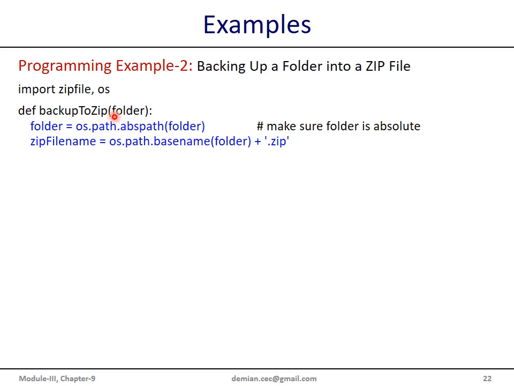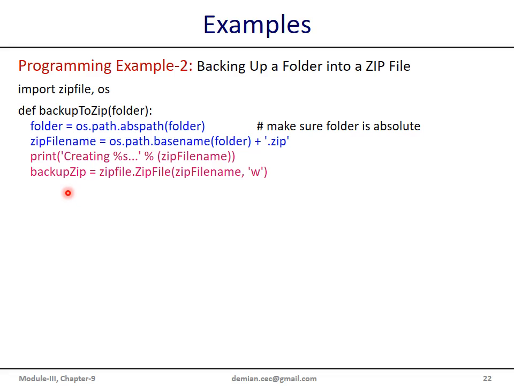folder name that needs to be zipped, and we get the absolute path of the passed folder name. Now this folder represents the absolute path, and we create the zip file name by taking the base name of the folder, that is actually the path, and then we add .zip. And next we create the zip file object called backup zip with the help of the zipfile method by passing the zip file name to be created, and we open that object in write mode as we are going to create a zip file.